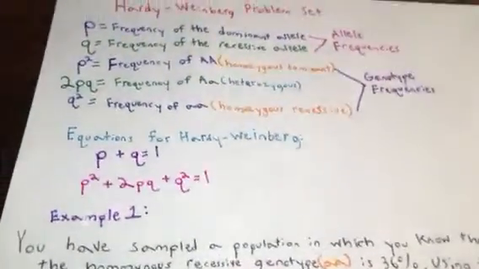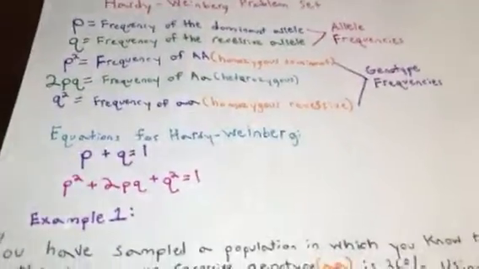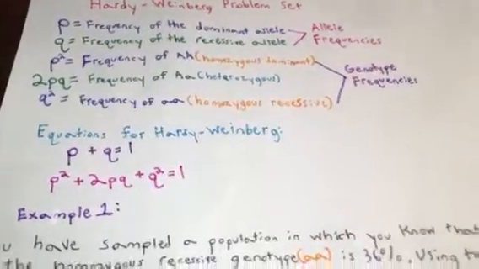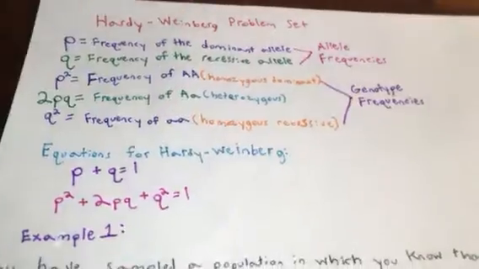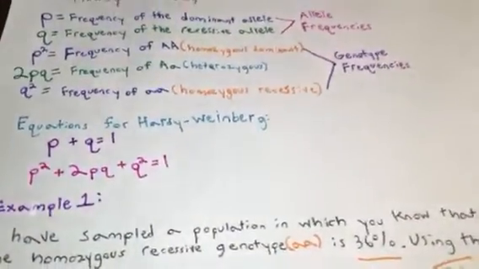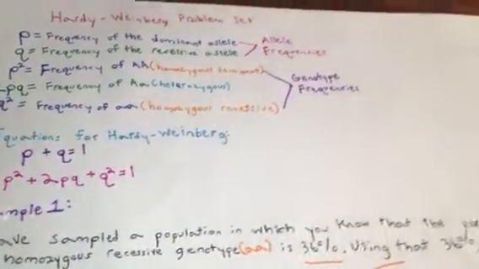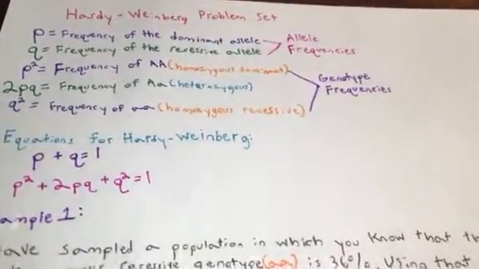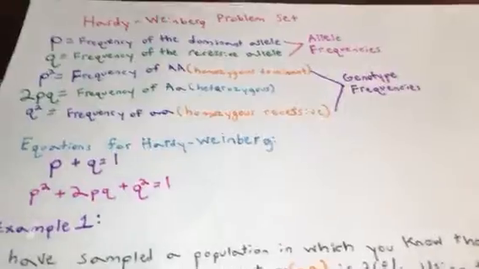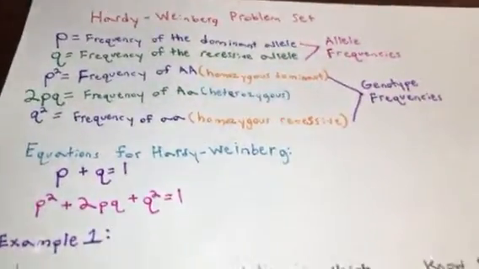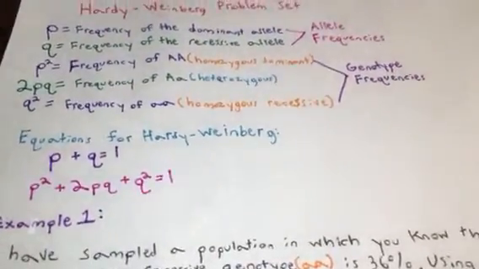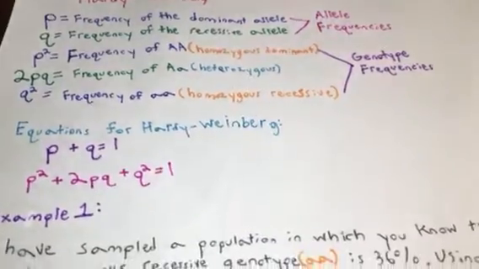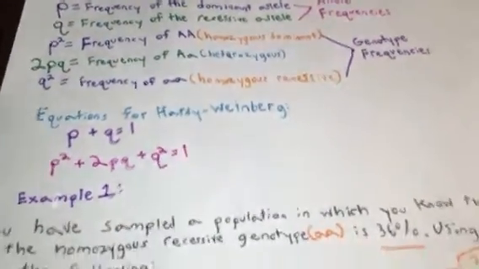Okay, the next step is p squared. p squared is normally the frequency of the homozygous dominant, or the capital AA. 2pq is normally the frequency of the capital A, lowercase a, or the heterozygous genotype. And q squared is the frequency of the homozygous recessive genotype, or the lowercase aa.